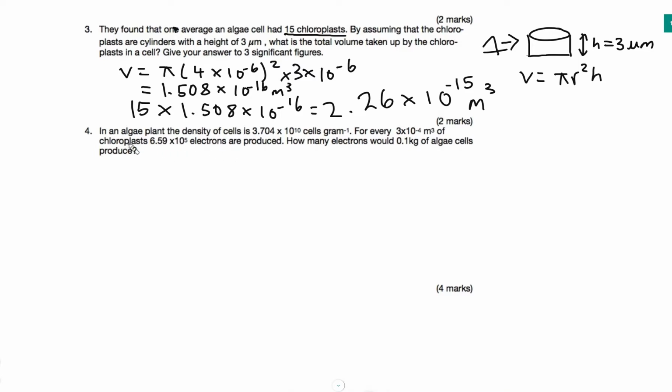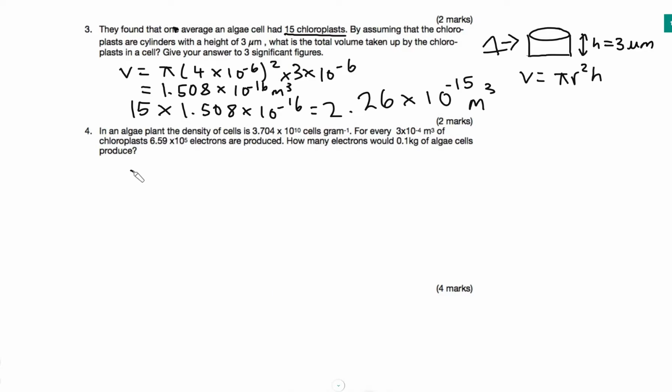Okay, so question 4. In an algae plant, the density of cells is 3.704 times 10 to the 10 cells per gram. For every 3 times 10 to the minus 4 meters cubed of chloroplasts, 6.59 times 10 to the 5 electrons are produced. How many electrons would 0.1 kilograms of algae cells produce? Question 4 should naturally lead on from question 3, where it's given us the total volume of chloroplasts in a cell. Now we can't work out the total volume of chloroplasts if we don't know how many cells there are.